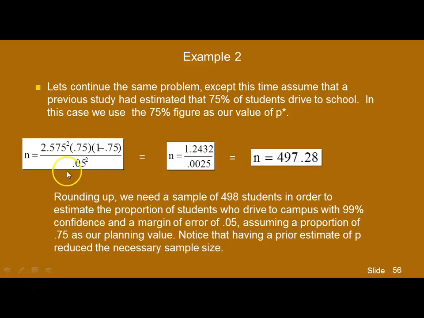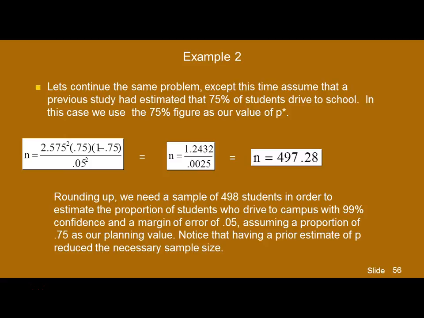Plug everything in the formula now. 2.575 squared times 0.75 times 0.25 over 0.05 squared. And you will get a sample size of 497.28. Round that up to 498. So now we would only have to take a sample of 498 students in order to estimate the proportion of students who drive to campus with 99% confidence and a margin of error of 0.05, assuming a proportion of 0.75 is our planning value.